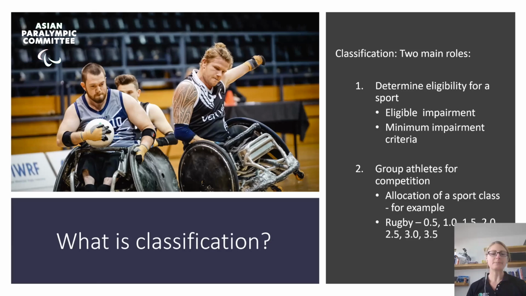In rugby, we have 7 sport classes that range from 0.5, which is the low functioning athlete, up to 3.5, which is our higher functioning athletes. In a team sport like rugby, you can have 4 athletes on the court and they can only make up 8 points. So the role a player plays on court is largely determined by their sport class criteria, where you have a balance of high and low point athletes required to build that maximum 8-point team.